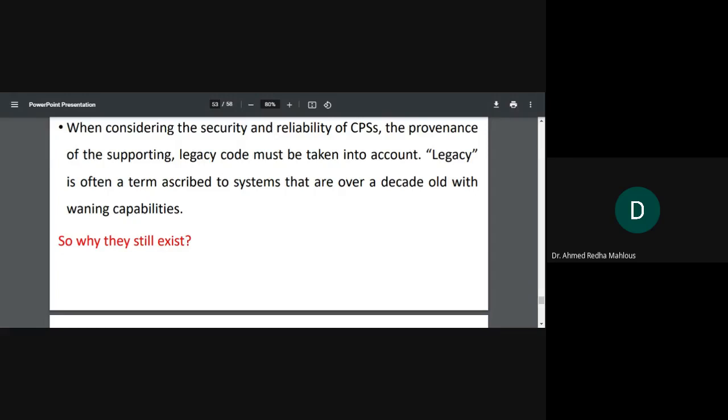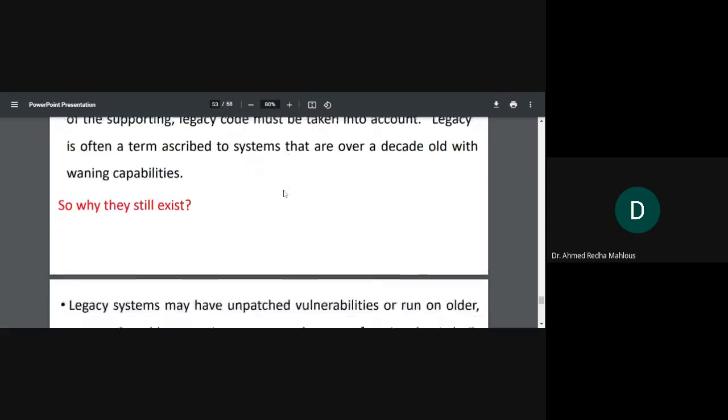For instance, you have inherited a manufacturer from someone in your family, and you don't have the budget to renovate it and replace those legacy systems with new ones, because you need a big budget for that. That's why you keep running those machines and you take the risk. So these are some reasons that make people still use those legacy systems.